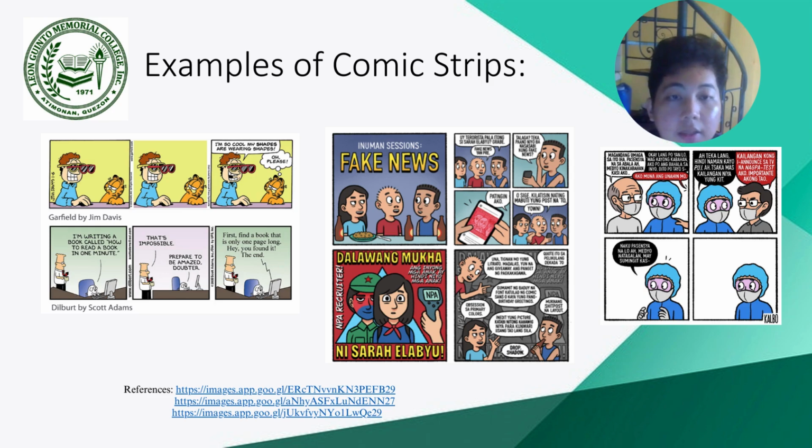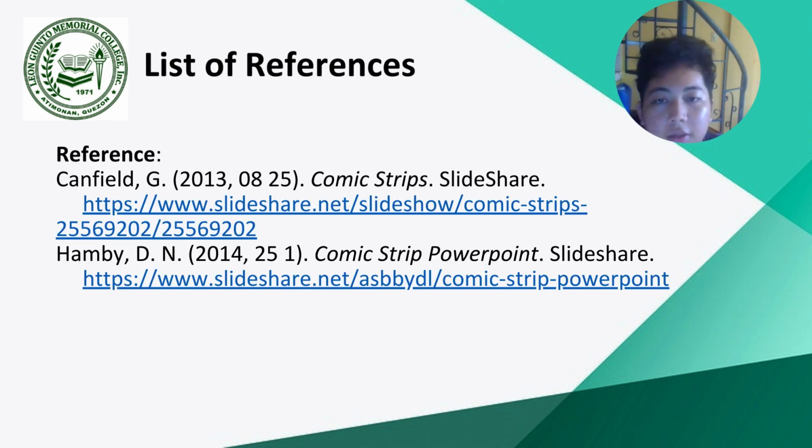Here is another example of a comic strip that can be seen in newspapers and magazines. The first example was Garfield. I found this in a newspaper on the internet, and this example is from a newspaper in 2021 during COVID-19. Another example is this. So that's all.